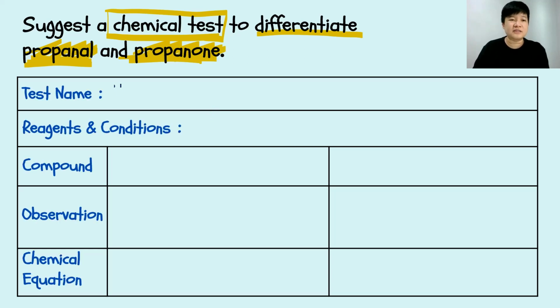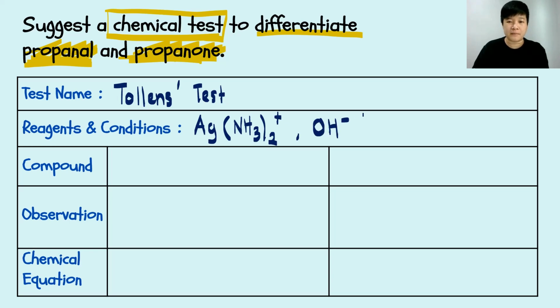The first and foremost, the name of the test that you will be using is your Tollens test. Don't make a spelling error. The reagent and condition that you'll be using is definitely your ammoniacal silver nitrate. So you have your Ag(NH3)2 positive ion with OH minus. That is the reagent and condition for your Tollens test.